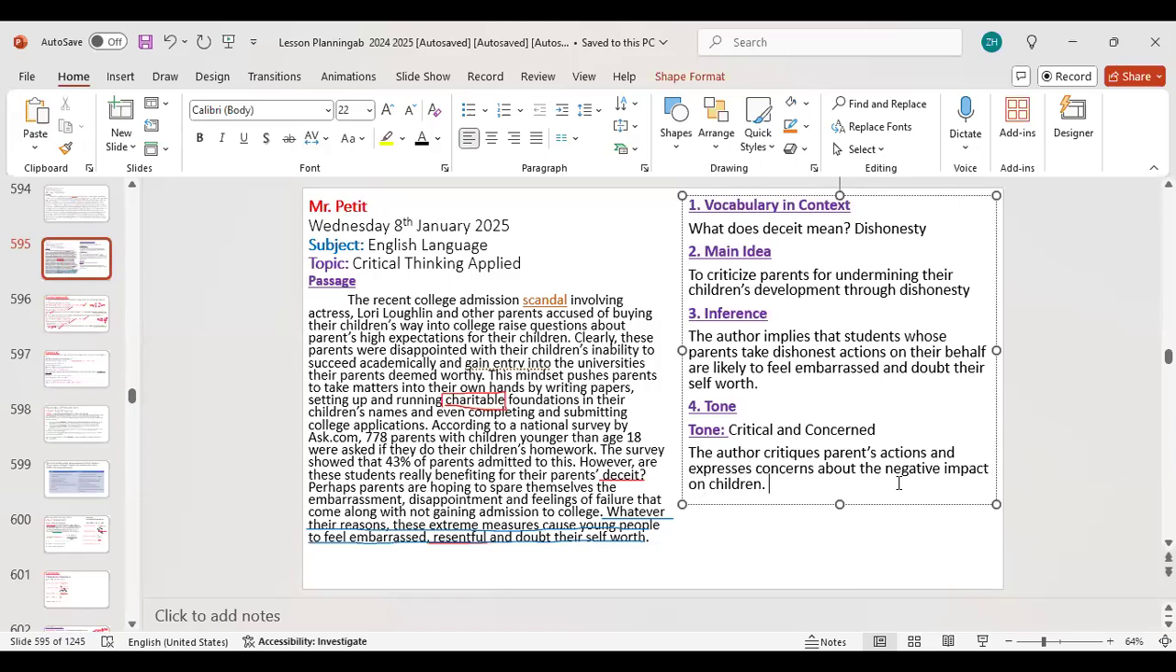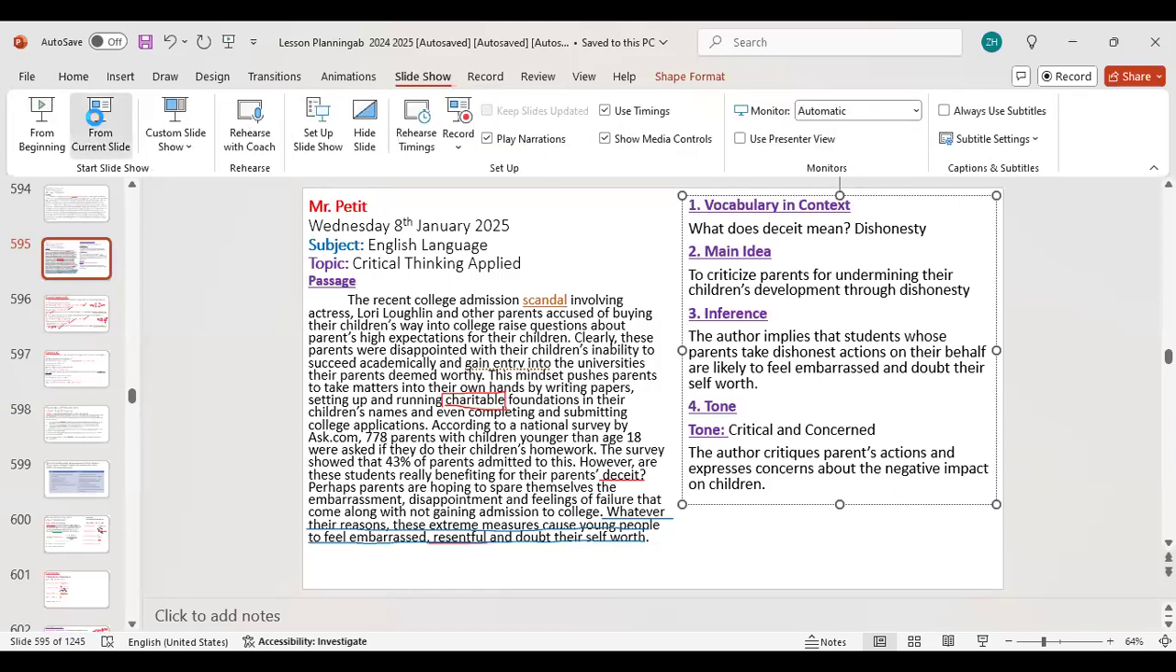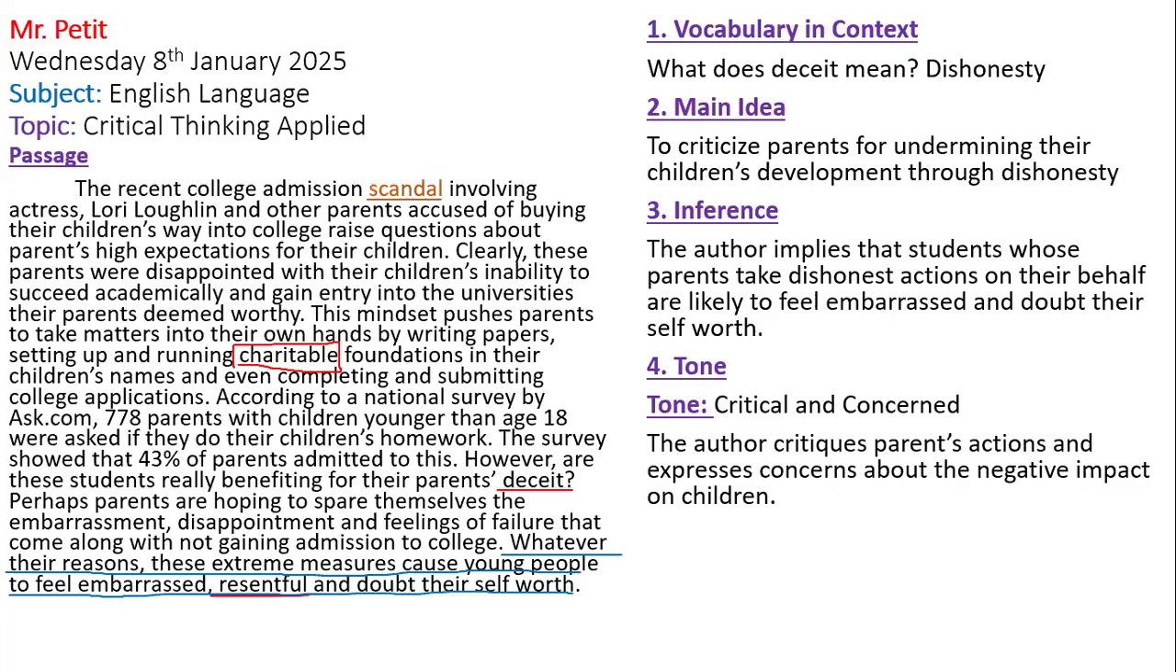What are we doing here? What do we call this? Analyzing. We are critically analyzing this. We are critically thinking, right? We look at the author's tone. We look at what the author inferred. We look at the author's main idea. We look at its vocabulary and context. And so it's a lot of thinking.